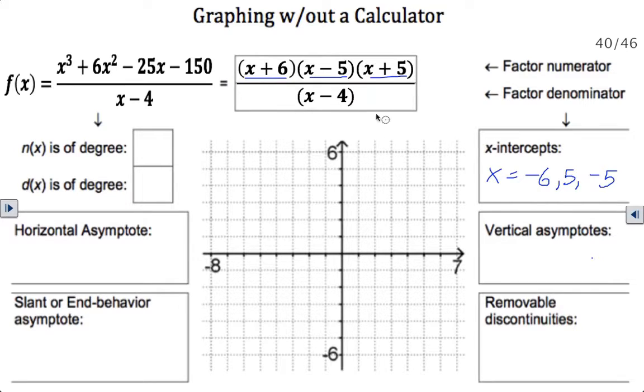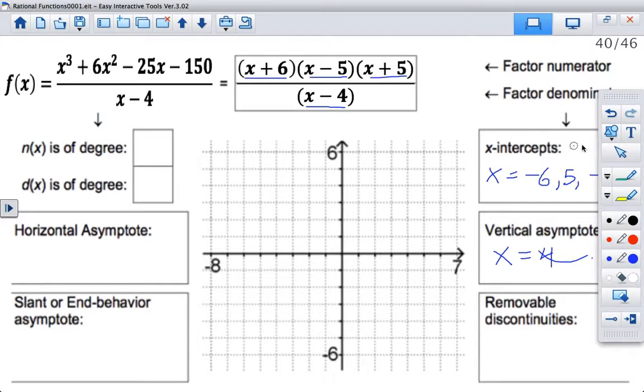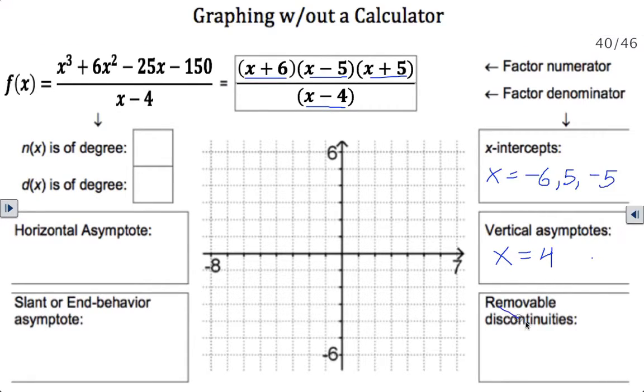To find the vertical asymptotes, we set our denominator equal to 0 and solve for x. So in this case, we have a vertical asymptote at x equals 4. Because none of these numbers here and here are the same number, we are going to have no removable discontinuity.